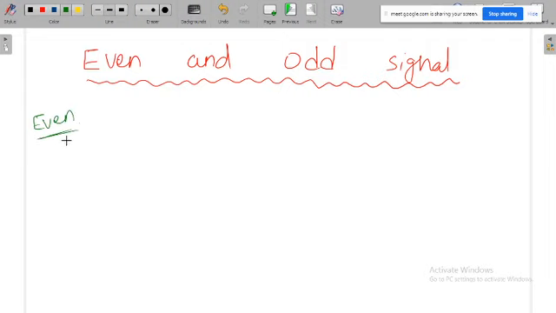Can you tell me any even continuous time signal? Please tell me one signal that you know already, that is an even signal. I think you might have studied that already. Cos t, yes. So the cos signal is an even signal.